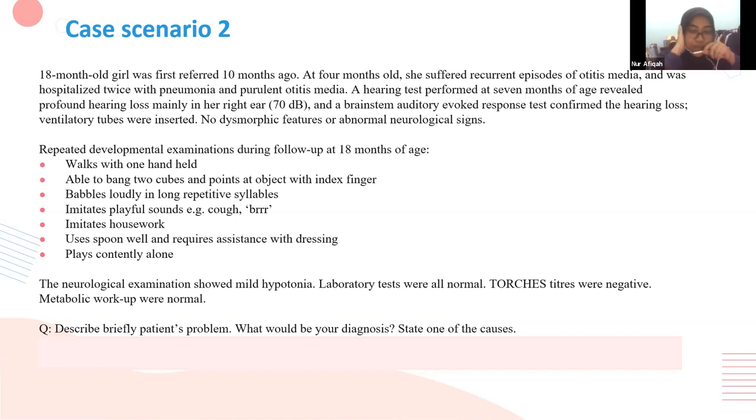Repeated developmental examinations during the follow-up at 18 months of age. The findings are as follows. She can walk with one hand held, able to bang two cubes and points at objects with index finger, babbles loudly in long repetitive syllables, imitates playful sounds, for example cough, imitates housework, can use a spoon well and requires assistance with dressing, and also plays contentedly alone. The neurological examination showed mild hypotonia, but the lab tests and thyroid status were all normal, with the metabolic workup also normal. Can anyone of you describe briefly this patient's problem, and what would be your diagnosis and the causes of this diagnosis?